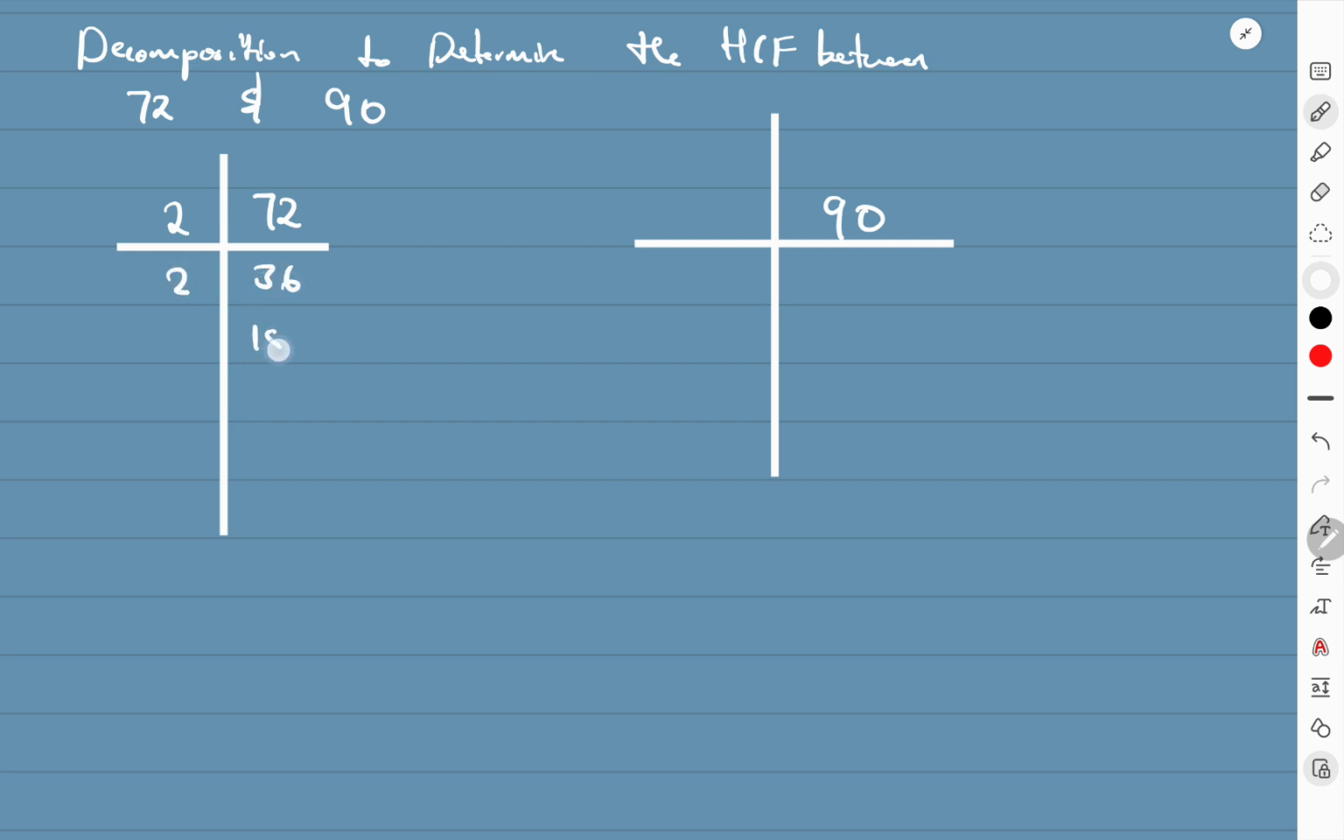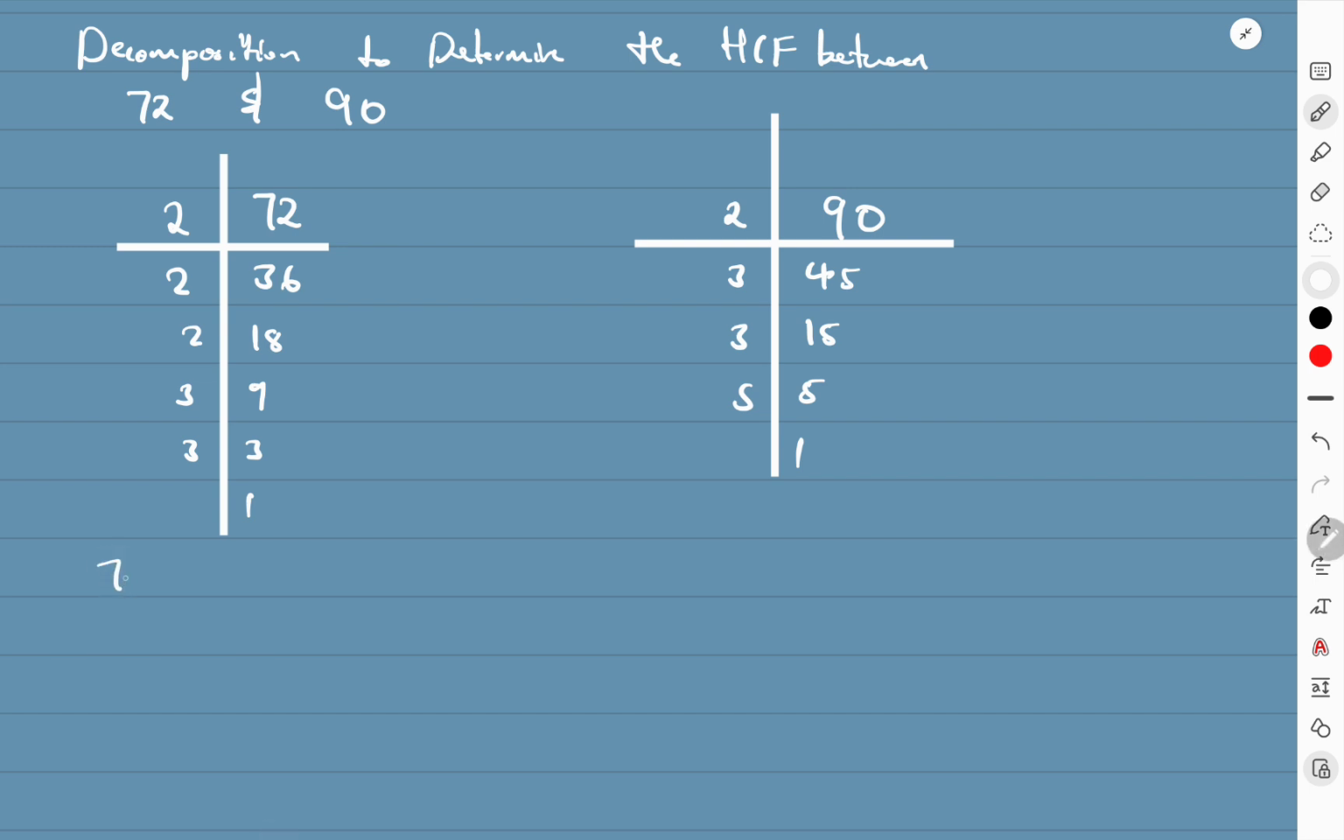I'm going to have a 2 which goes 18 times. I'm going to have a 2 which goes 9 times. I'm going to have a 3 which goes 3 times. I'm going to have a 3 which goes once. So that is the decomposition of 72. Now with the 90, I'm going to have a 2 which goes 45 times. I'm going to have a 3 which goes 15 times. I'm going to have a 3 which goes 5 times. I'm going to have a 5 which goes once. So that is the decomposition of 90, right?